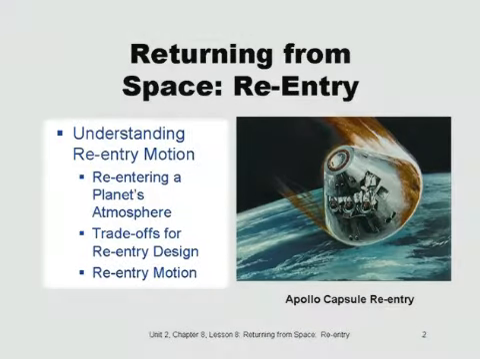In this lesson, we'll learn the basics of space vehicle re-entry motion, how a space vehicle re-enters a planet's atmosphere, and the various trade-offs for re-entry design and re-entry motion. This material is challenging because we must delicately balance three often competing requirements for re-entry vehicles: deceleration, heat, and accuracy of landing. You can see here the Apollo re-entry capsule that was one of the earliest re-entry vehicles for astronauts. Without a safe re-entry, a mission would fail, so it's an important part of every crewed space mission.